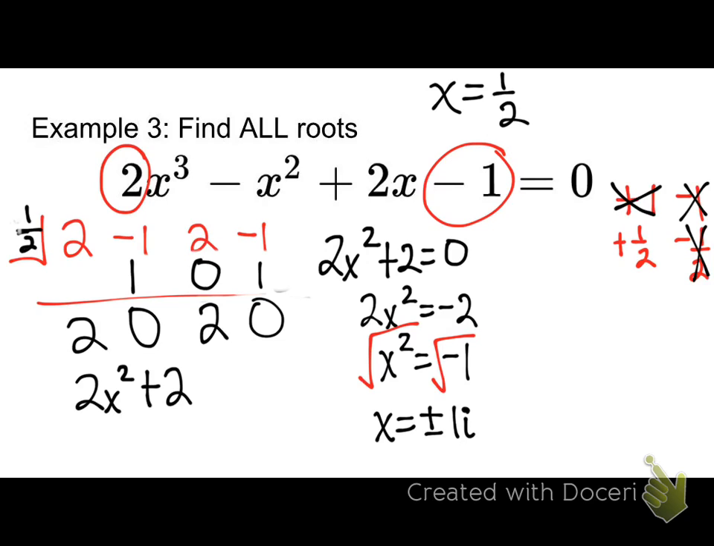How do I know that that's on the right track? Look at your highest degree. The degree of this polynomial is 3. We got a total of 3 answers.